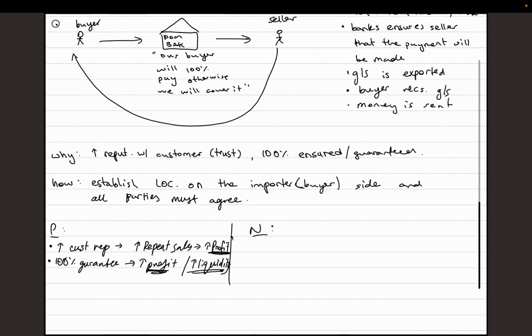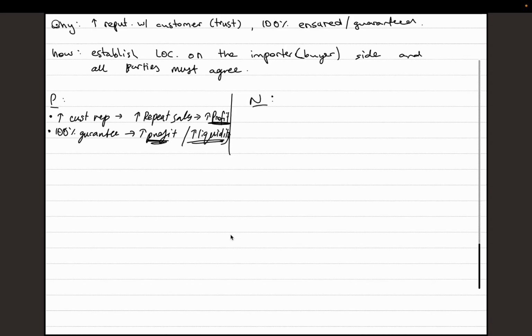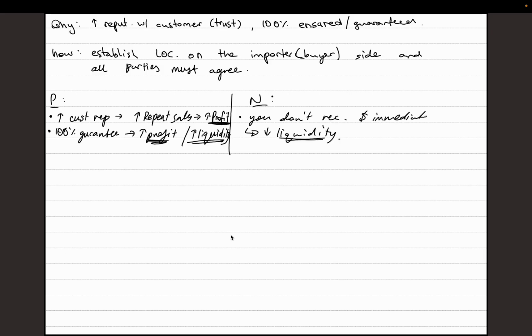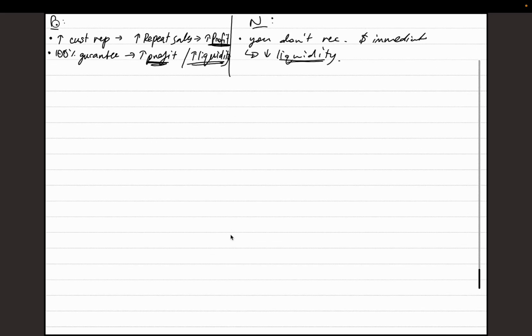In this acronym order, Paul likes buying clothes. Negative is that you don't receive money immediately. And then there could be an argument made that actually decreases liquidity. Yeah, that's about it. Okay.